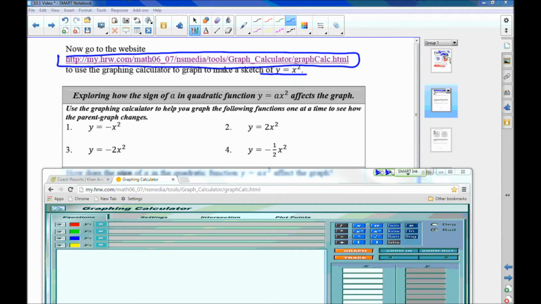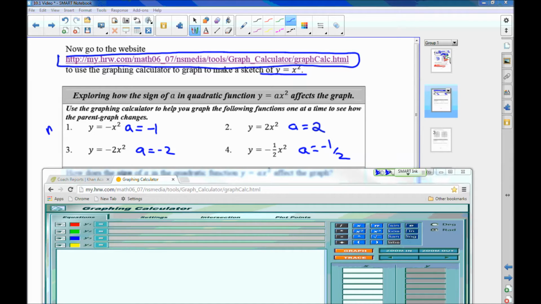Okay. So what we want to do is explore how the sign of a in the quadratic function y equals ax squared affects the graph. So we're going to graph these four with y equals x squared at the same time and see what they look like. And notice in number 1, our a value is negative 1. In number 2, our a value is 2. In number 3, our a value is negative 2. And in number 4, our a value is negative 1/2.